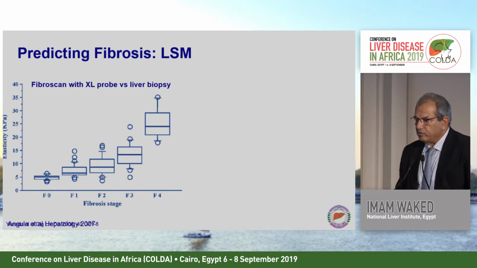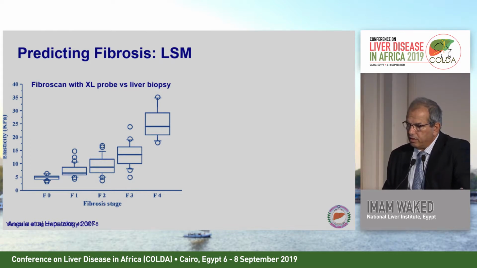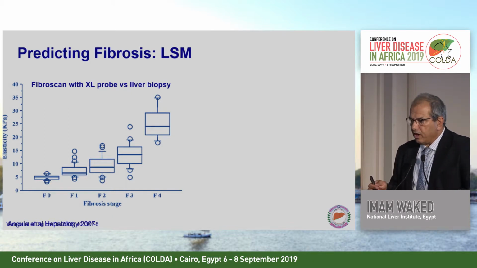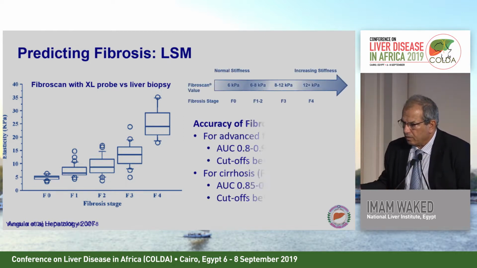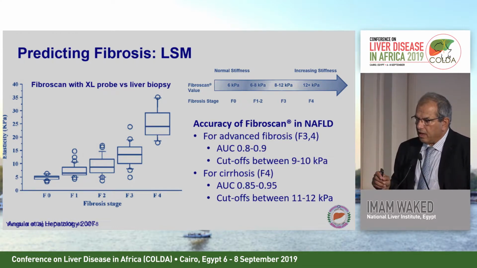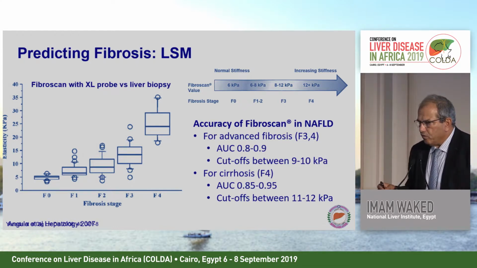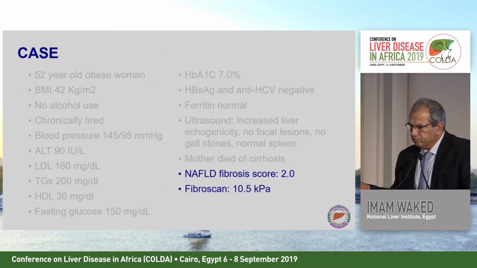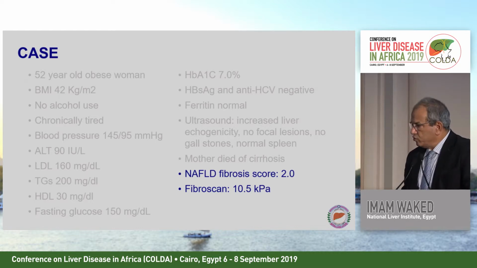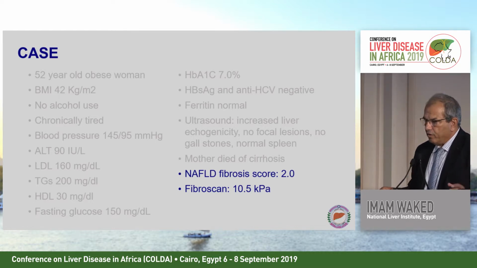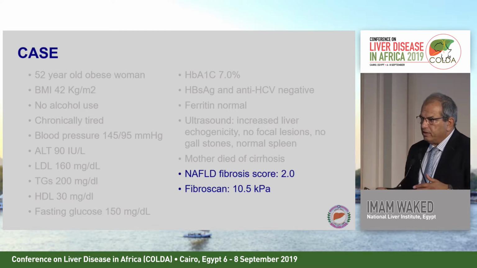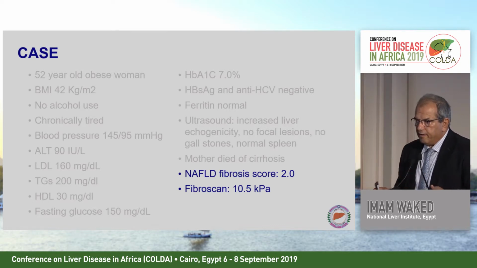Liver stiffness measurement, or FibroScan, can assess fibrosis with some overlap in low stages of fibrosis, and a good demarcation between advanced fibrosis and low or intermediate fibrosis. And it is very accurate in predicting stage 3 and 4 fibrosis in patients with fatty liver disease. This lady had a non-alcoholic fatty liver disease fibrosis score of 2, which is high, and a FibroScan of 10.5 kilopascal. So this probably says that she's stage 3 fibrosis.